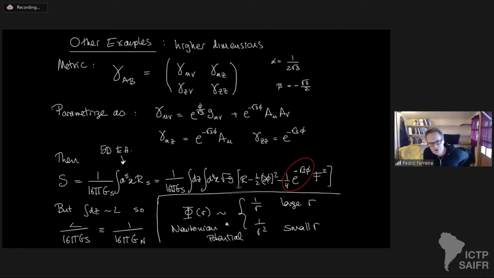And what you find if you solve the Einstein field equations and look at the non-relativistic, Newtonian limit is that your Newtonian potential for large R doesn't really see the extra dimension. And if it doesn't see the extra dimension, it just goes as 1 over R, which is exactly what you get in 4 dimensions. But for small R, on small scales, it goes as 1 over R squared. If you solve the Poisson equation in 5 dimensions, this is what you get. So you get this transition in the behavior from large R to small R.